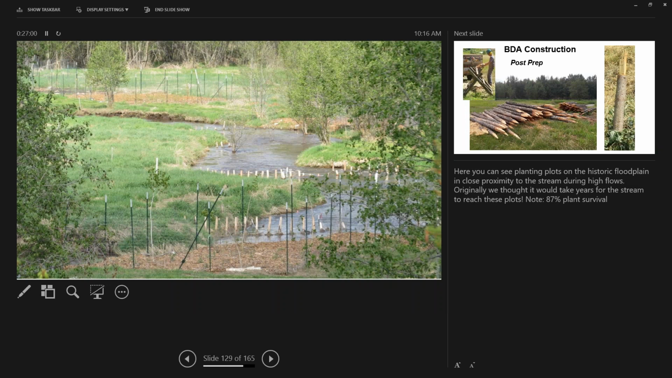There we are during high flows. The water's almost at the floodplain. So close. But that was a really high flow year also.